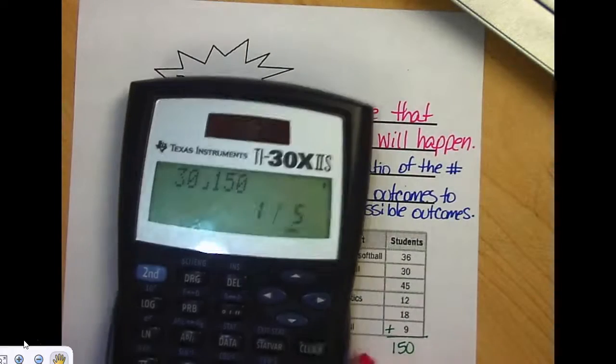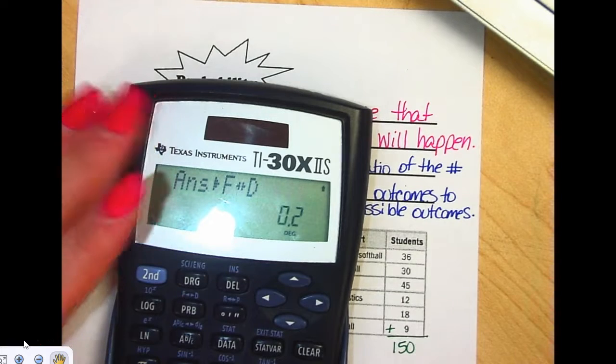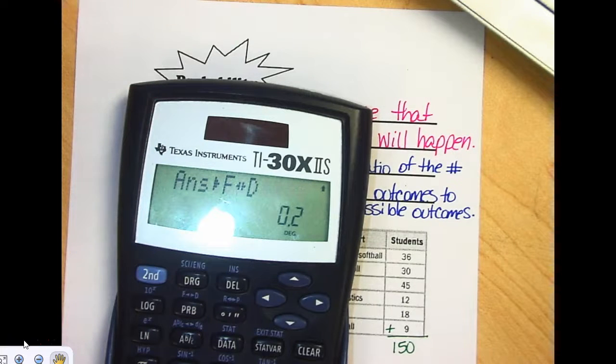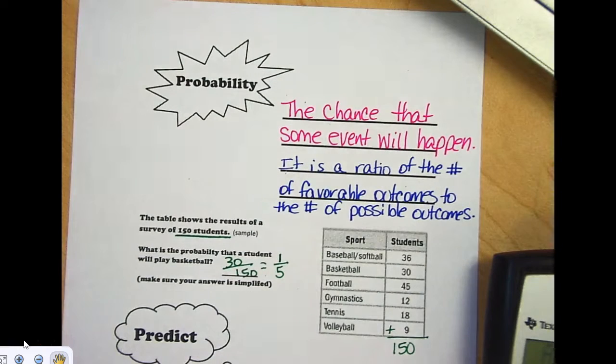Or you could take that and say fraction to decimal button, and you would have gotten 0.2. So that's roughly 20%. So that's kind of using everything that we've learned so far in math this year to make that make sense. So 30 out of 150 is about 20% of the people.